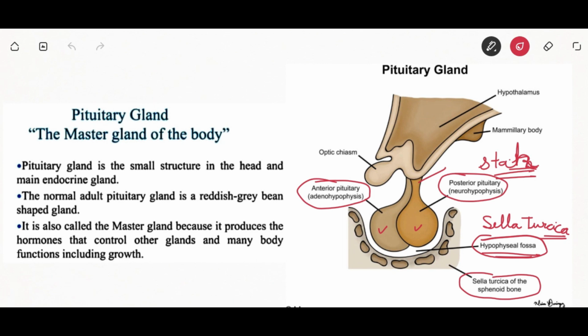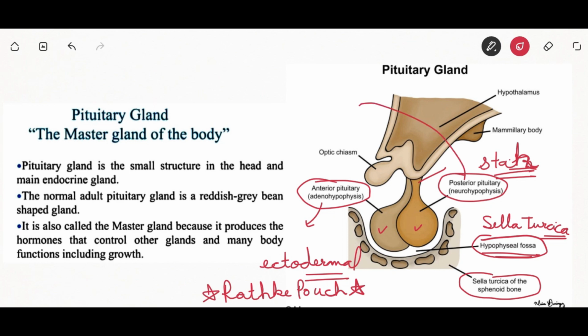Now let us discuss the development of the pituitary gland. The anterior pituitary gland is ectodermal in origin, and it originates from the pharyngeal epithelium as an upward growth known as Rathke pouch, whereas the posterior pituitary is neuroectodermal in origin. It arises from the hypothalamus as a downward diverticulum.